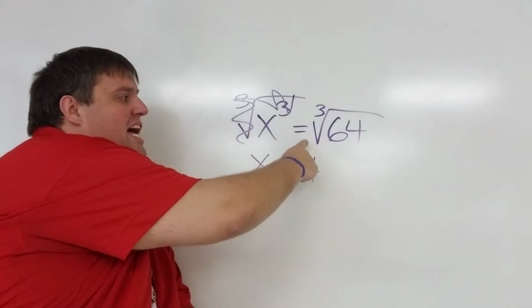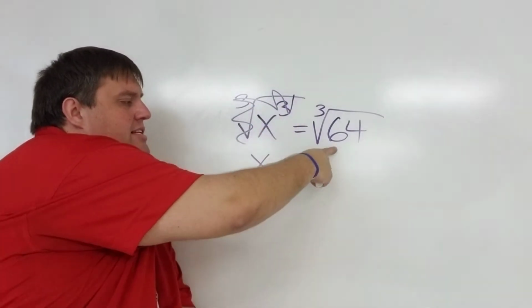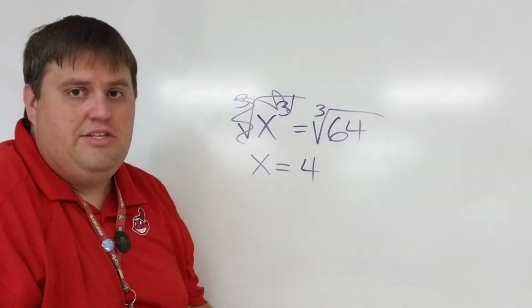So, we cube root both sides. They cancel out over here. When I take the cube root of 64, I get 4. That's where I was at on that one.